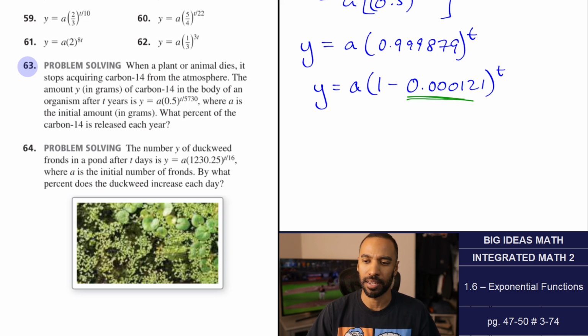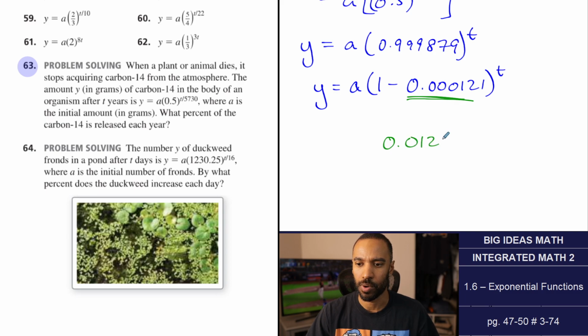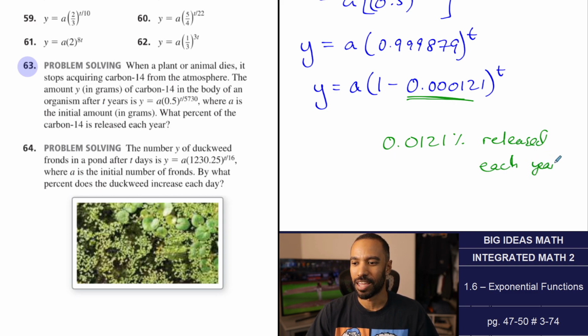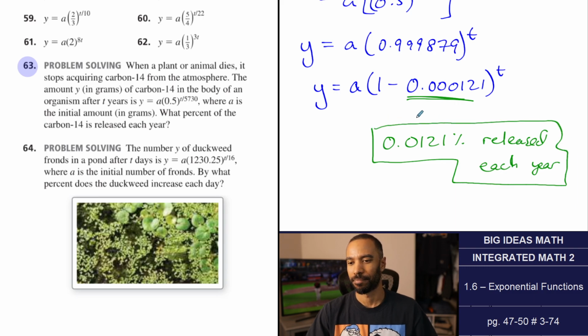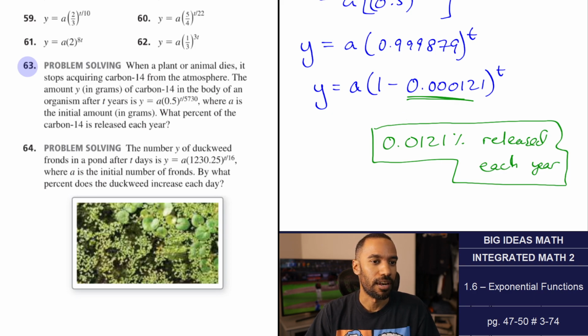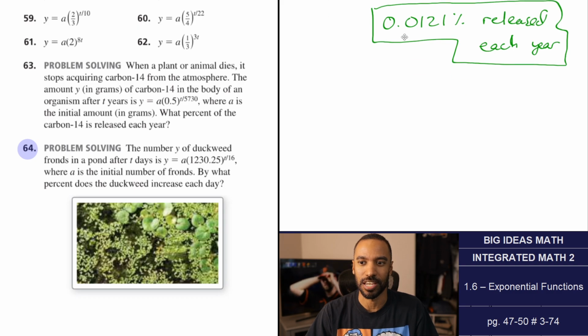We have to shift this 2 decimal places over, and it's 0.0121% released each year. You don't want to round to the nearest tenth, because then the answer is 0%, and you need to say some amount that is there. Okay, all right, so there's that. Apologies, I'm not really good at scientific notation on the calculator if it doesn't say times 10 to the power. All right, problem solving.